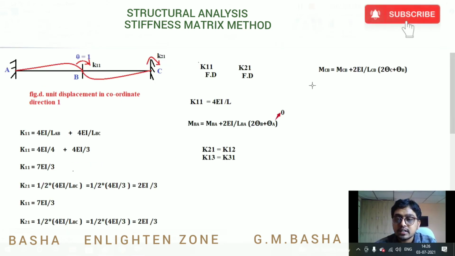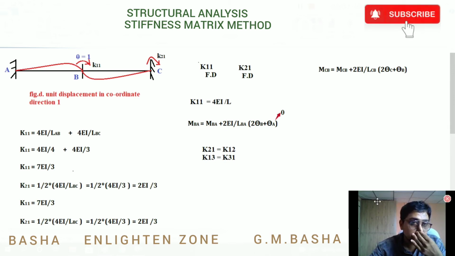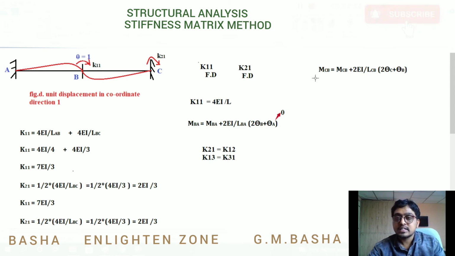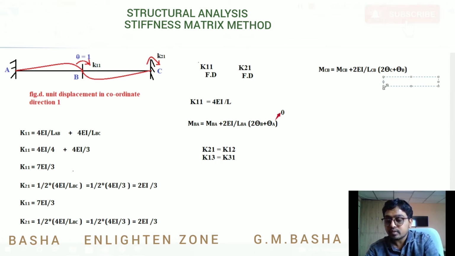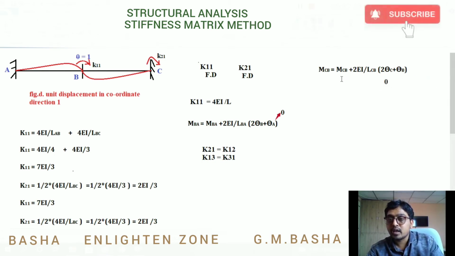See here, M_CB. Based on the slope deflection equation only, you will get this unit value. The slope at B will be there, while the slope at C and A will be equal to 0, because we are restraining the structure and releasing only at B. And what about this M_CB? It refers to the fixed end moment, and your fixed end moments are also 0.